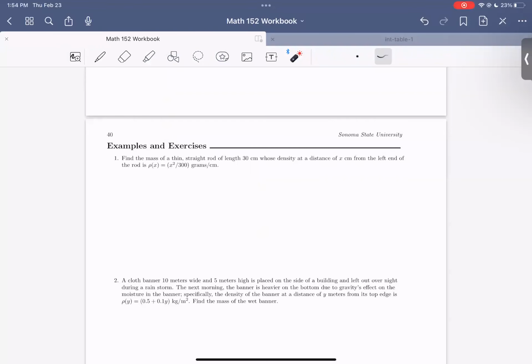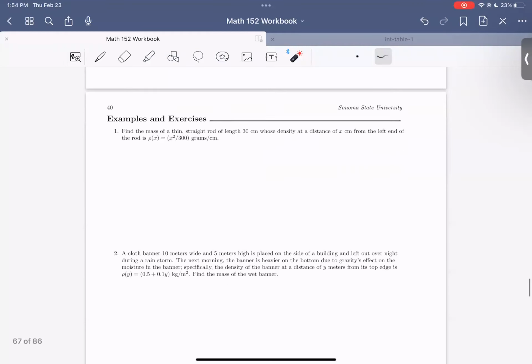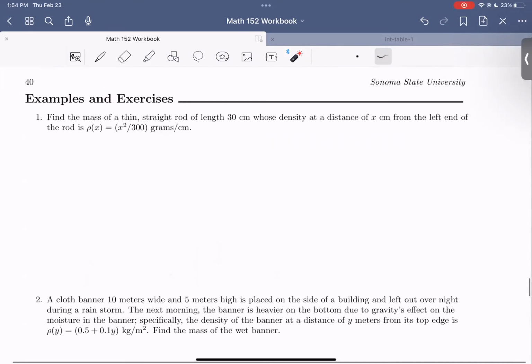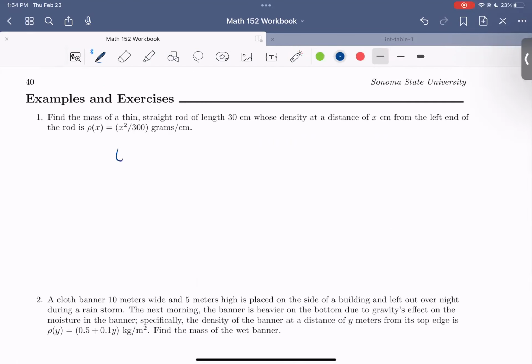Hey everyone, in this video, I just want to give you some tips and hints for working through the examples and exercises in section 6.3. So number one is dealing with a one-dimensional rod again. This is going to be very similar to example 1, part B. So please take a look at that video if you're having trouble getting started here.